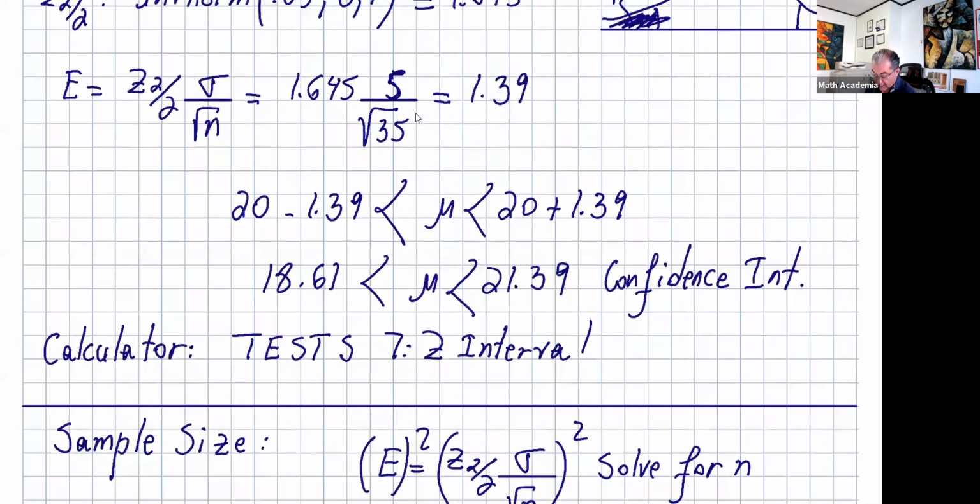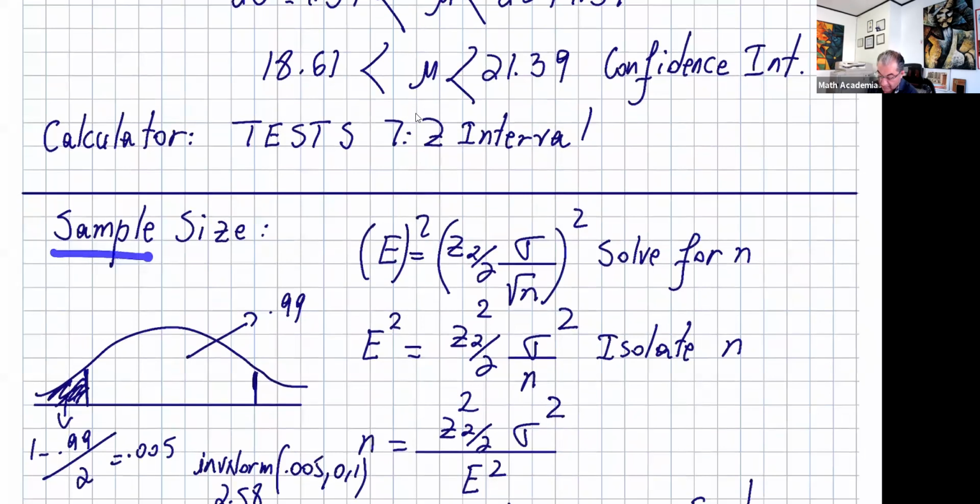If you want to use your calculator directly, go to, again, stat, highlight test, and then number 7 is Z interval. So then just input the numbers, and the calculator is going to give you this number.